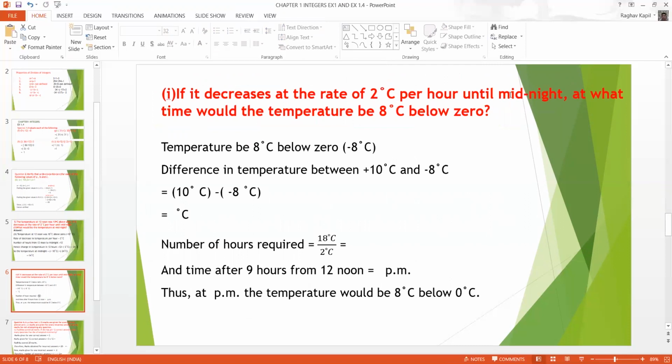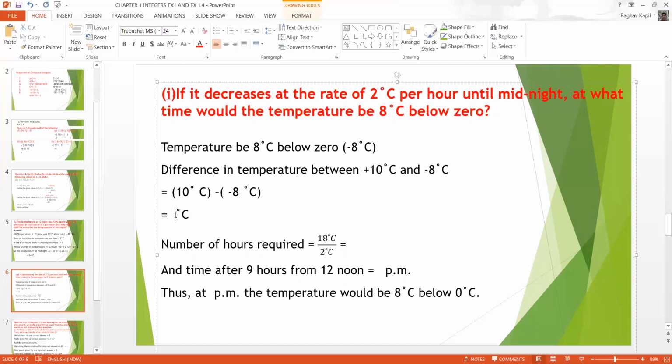Now, the opposite of the question: at what time would the temperature be 8 degrees Celsius below 0? Fine. So, when the temperature will be minus 8 degrees, what time will that be? That we have to find out. Now, temperature 8 degrees Celsius below 0 means what? Minus 8 degrees Celsius. Now, the difference in temperature between 10 degrees and minus 8 degrees. It means when it was 10 degrees Celsius and to reach minus 8 degrees Celsius, what is the total change?